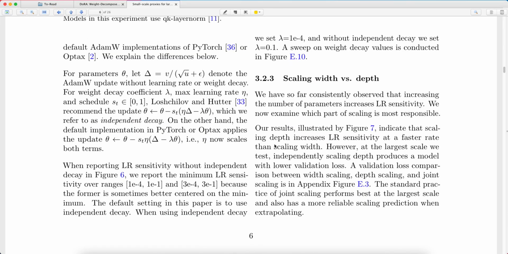Okay, we have so far consistently observed that increasing the number of parameters increases LR sensitivity. We now examine which part of scaling is most responsible. Our results indicate that scaling depth increases LR sensitivity at a faster rate than scaling width. However, at the largest scale we test, independently scaling depth produces a model with lower validation loss. The standard practice of joint scaling performs best at the largest scale and also has a more reliable scaling prediction when extrapolating.